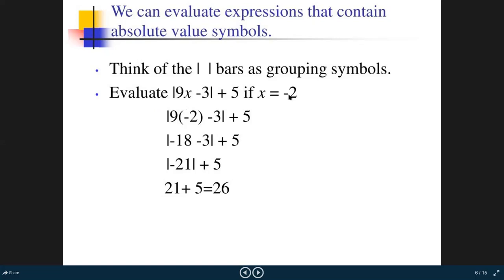So we try to put minus 2 in the absolute value sign. 9 times minus 2 is minus 18, minus 18 minus 3 is equal to minus 21. The absolute value of minus 21 is equal to plus 21, plus 5 is equal to 26.